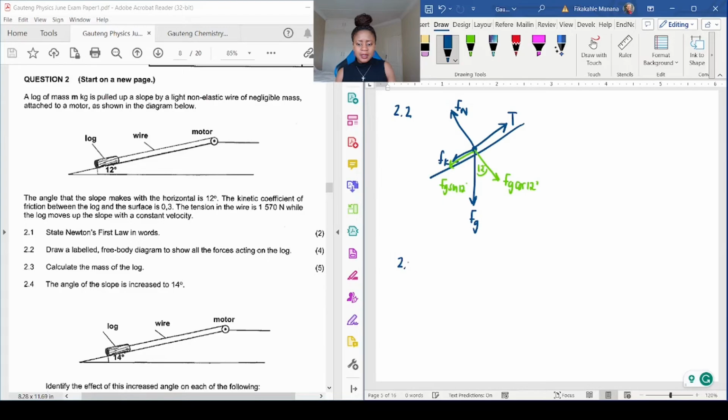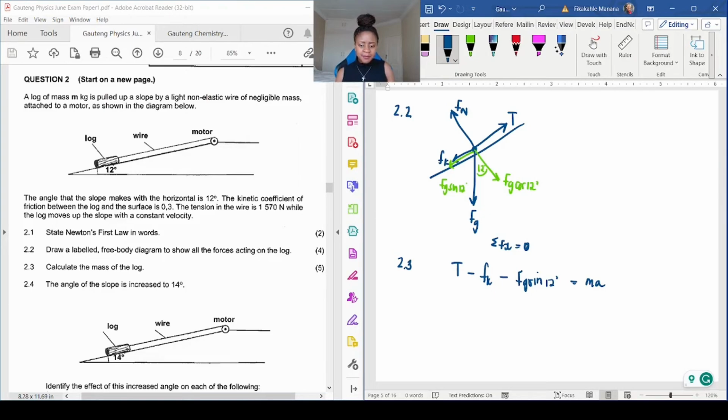And 2.3, calculate the mass of the log. Okay, so what do we have? Because we don't have mass, I wouldn't want to sum up the forces in the y direction. I would rather sum up the forces in the x direction. So we have tension minus friction force minus Fg sine 12 degrees, and that's equal to mass times acceleration. The equation comes from the sum of forces in the x equal to ma, not 0. But in this case, yes, it's 0 because acceleration is 0.